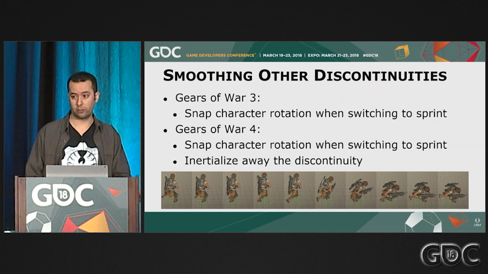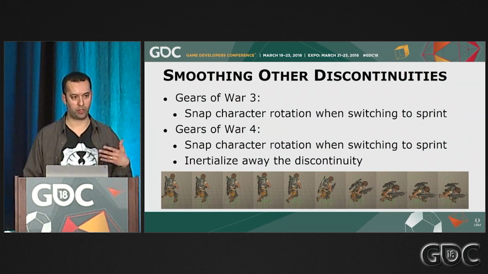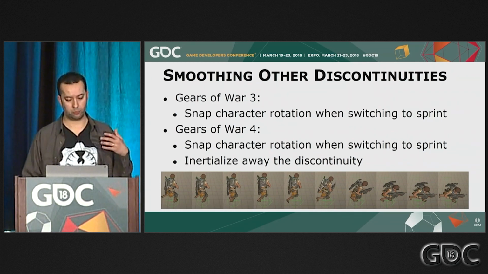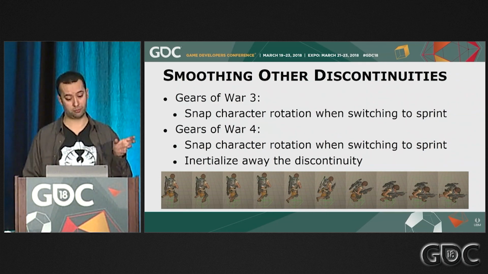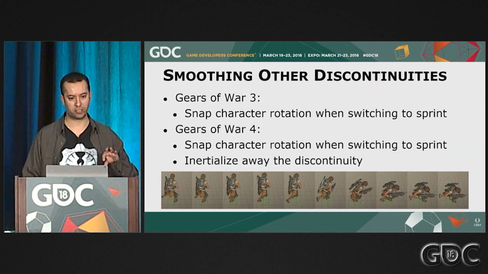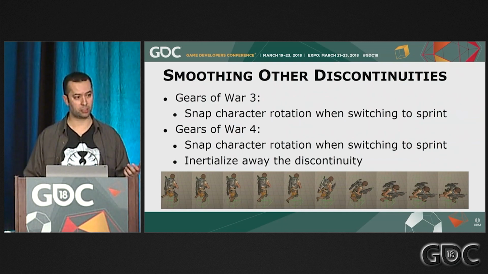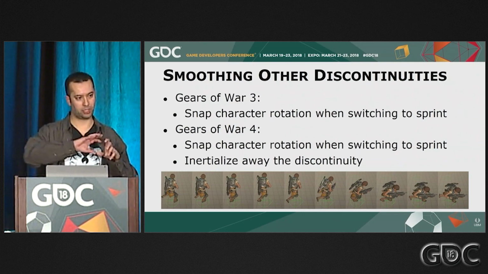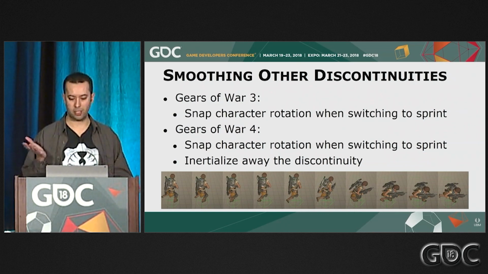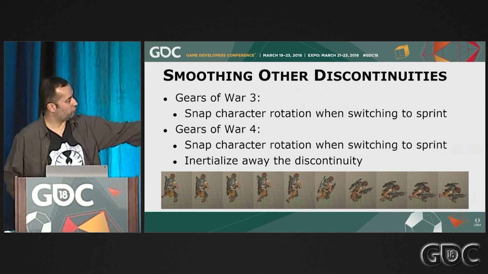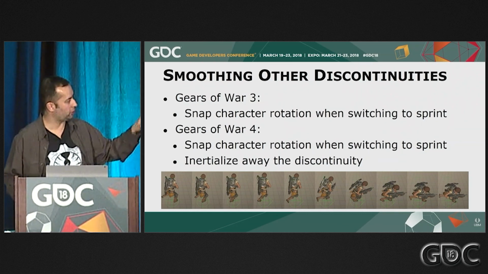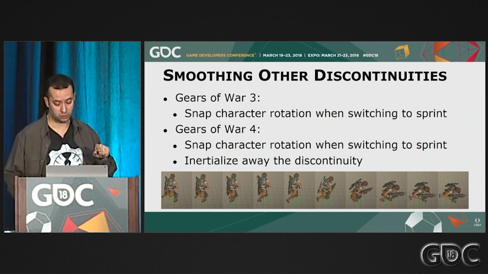For Gears 4, we wanted to eliminate that, but we didn't want to affect any of the gameplay. So we want to keep basically everything else the same. And so what we actually do is we still snap the character's rotation at the start of the sprint, but we request this inertialization. And so what that does is even though the character's doing something discontinuous, the pose itself is continuous. So if you look at the images on the bottom there, the first 3 images are of me just side strafing normally, and then the remainder are me in the sprinting state.